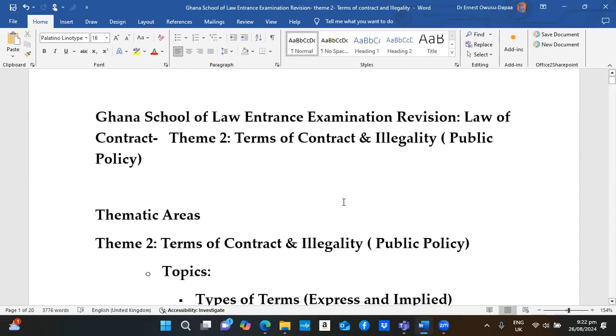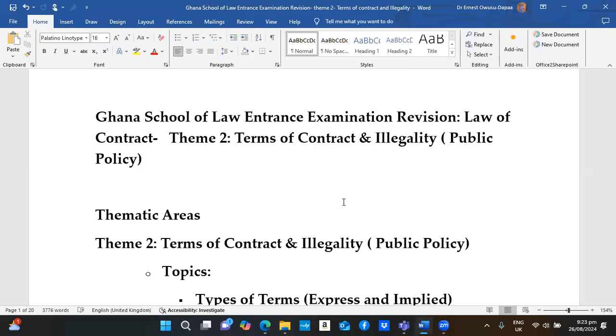Good evening, everyone. Yeah, so we would like to look at what I call thematic area number 2. Those of you who joined our previous class will have appreciated that I said we've put the whole of contract into 4 major thematic areas. So the last time we looked at matters which pertain to formation of contracts. And tonight we are looking at the terms of contract and also illegality and public policy.